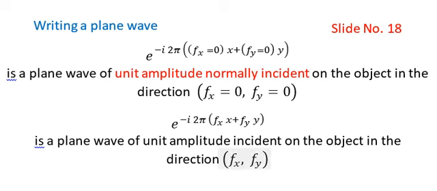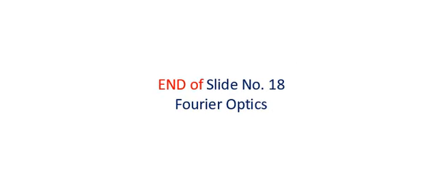So you see that in one of the previous slides we related fx and fy with their direction cosines, that is fx was equal to cos alpha over lambda and fy was equal to cos beta over lambda, where alpha was the angle that the propagation direction vector of the wave makes with the x-axis, and beta was the angle which the propagation direction of the wave makes with the y-axis. So by choosing fx and fy, we can choose the direction of the plane wave to illuminate the object. So this is the end of slide number 18.